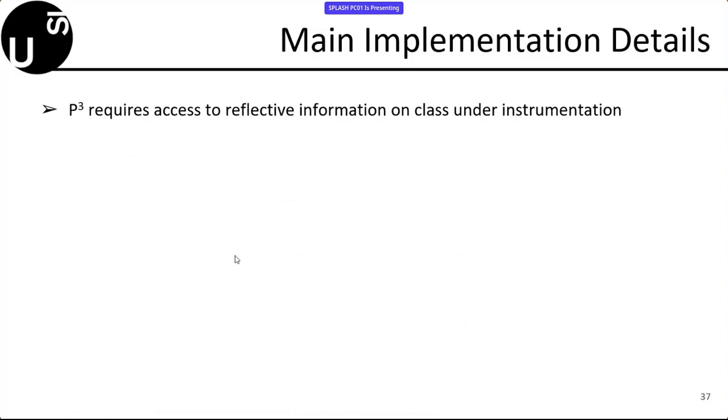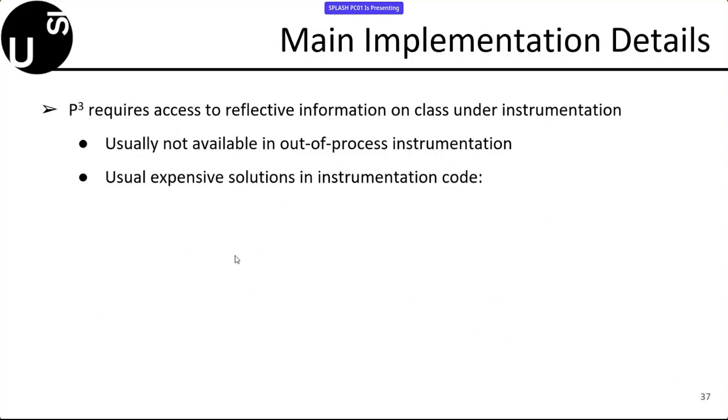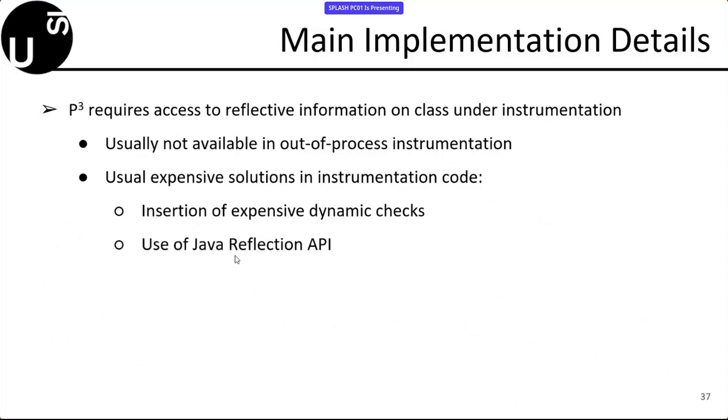P3 often requires access to reflective information on the class under instrumentation. Unfortunately, this kind of information is usually not available in frameworks performing the instrumentation in a separate process like Diesel. And in turn, this results in expensive solutions usually used in the instrumentation code. For example, the insertion of expensive runtime checks or the use of the Java reflection API in the instrumentation code. And they are both known to greatly increase the profiling overhead.